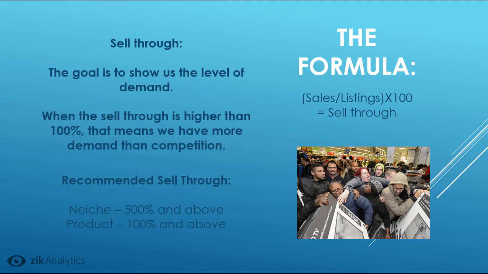The recommended sell-through for a niche is 500 percent and above, and for a product it's 100% and above. I hope that's clear.